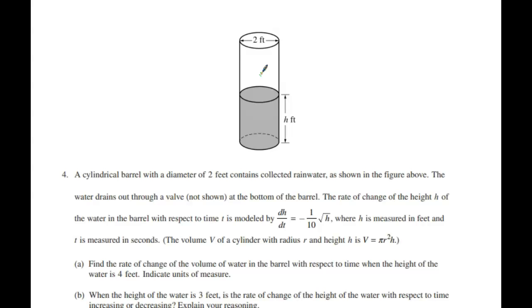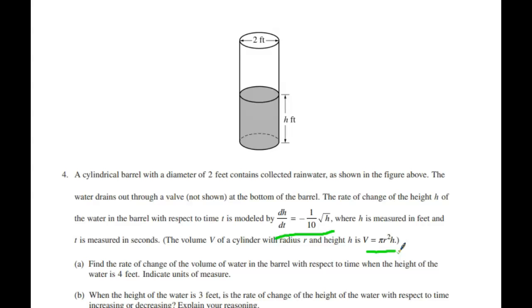The water drains out through a valve, which isn't shown at the bottom of the barrel. The rate of change of the height h of the water in the barrel with respect to time is modeled by this expression here. So this is dh/dt, where h is measured in feet and t is measured in seconds. And then they tell us what the volume of a cylinder is. It's this. So keeping all that in mind, let's take a look at A.